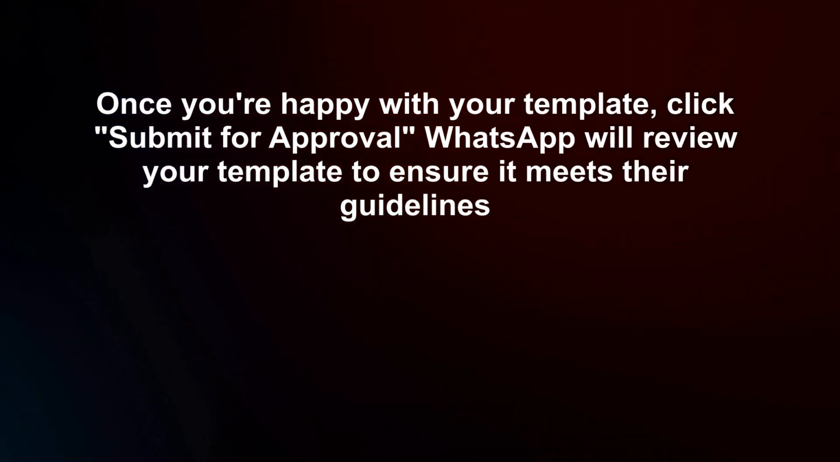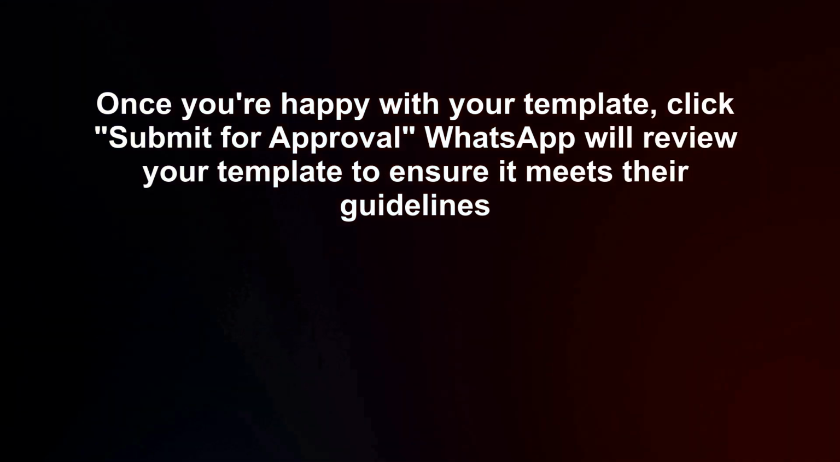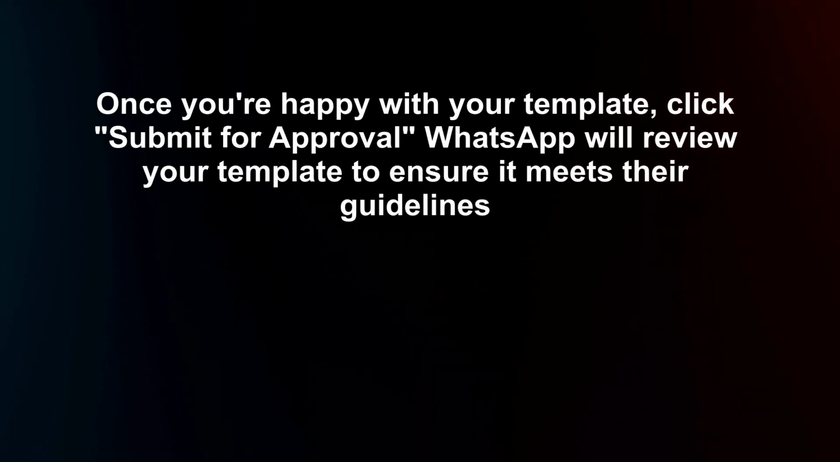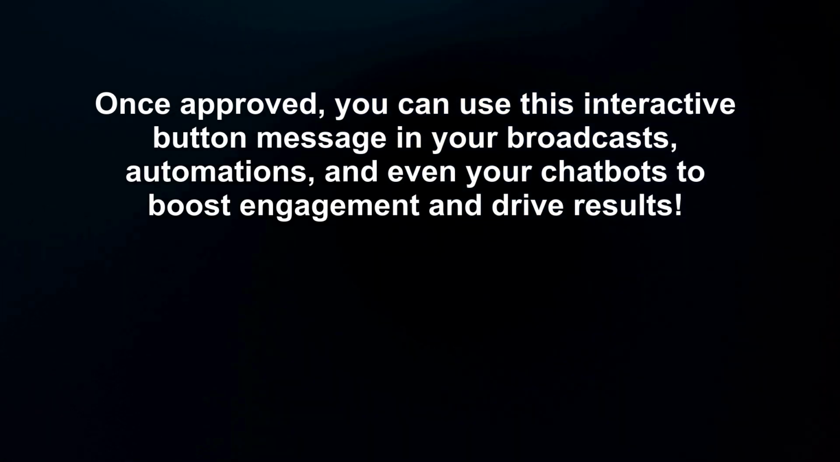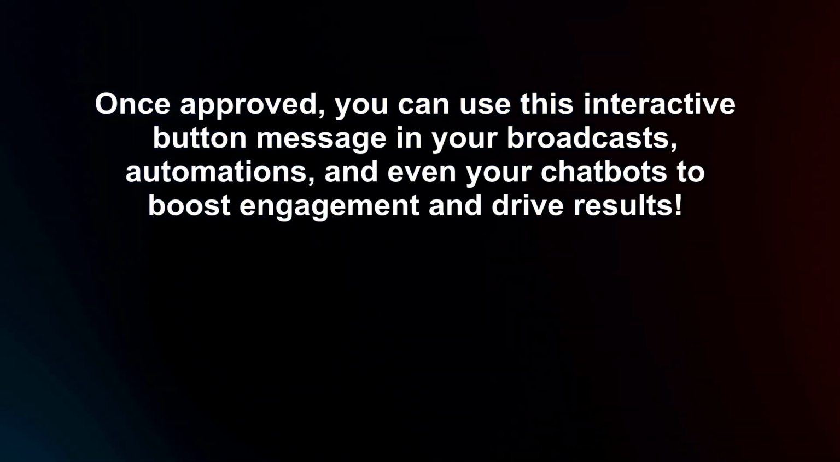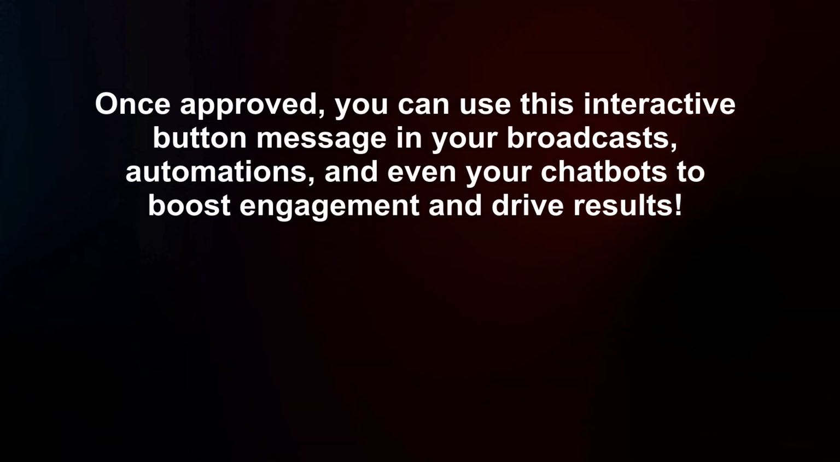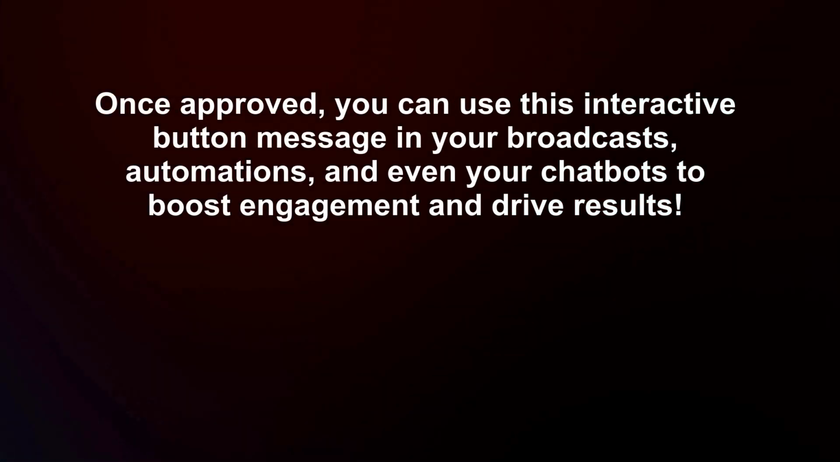Once you're happy with your template, click Submit for approval. WhatsApp will review your template to ensure it meets their guidelines. Once approved, you can use this interactive button message in your broadcasts, automations, and even your chatbots to boost engagement and drive results.